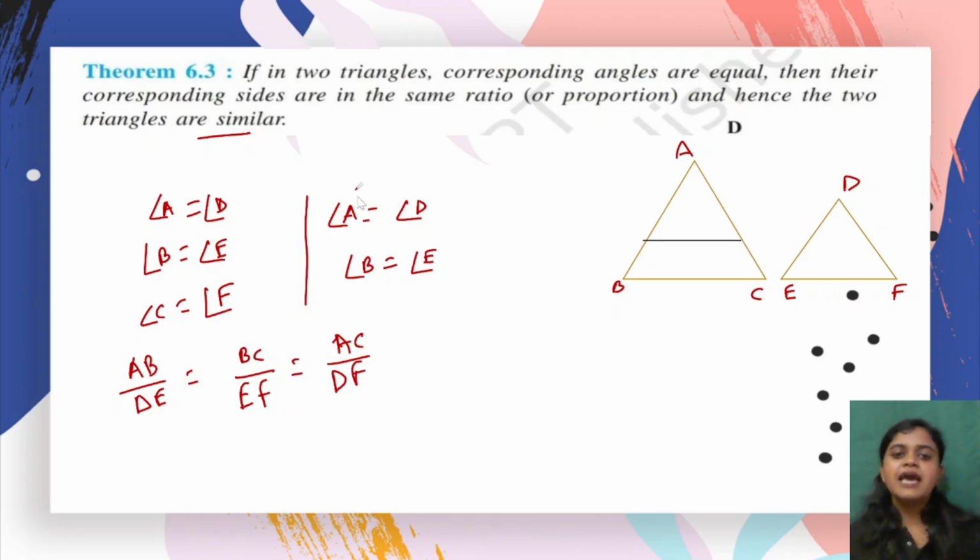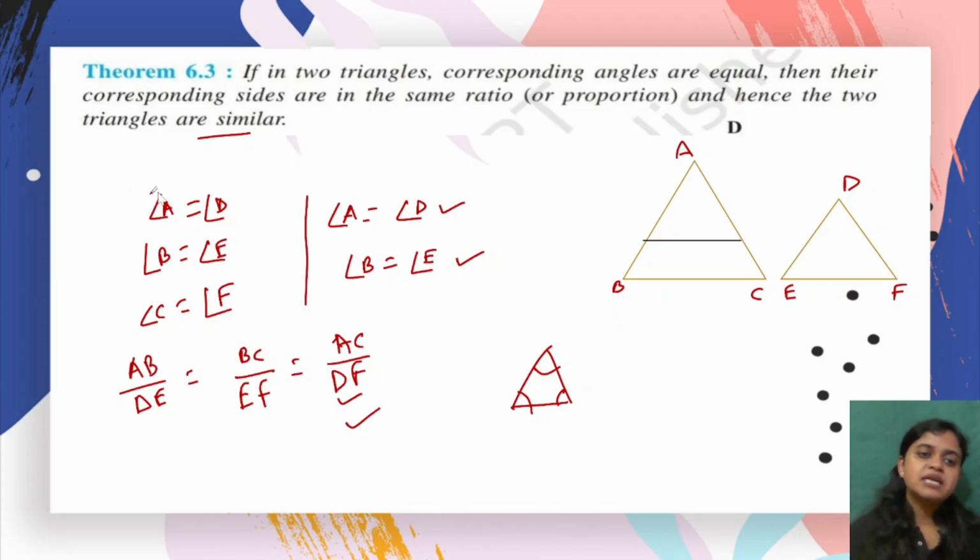But if I say angle A equals angle D and angle B equals angle E, can you find this same result? Yes, the answer is yes, because we know the angle sum property. If we find two angles, then subtracting their sum from 180 gives the third angle easily. So if two angles of both triangles are equal to each other, we also get this kind of result.